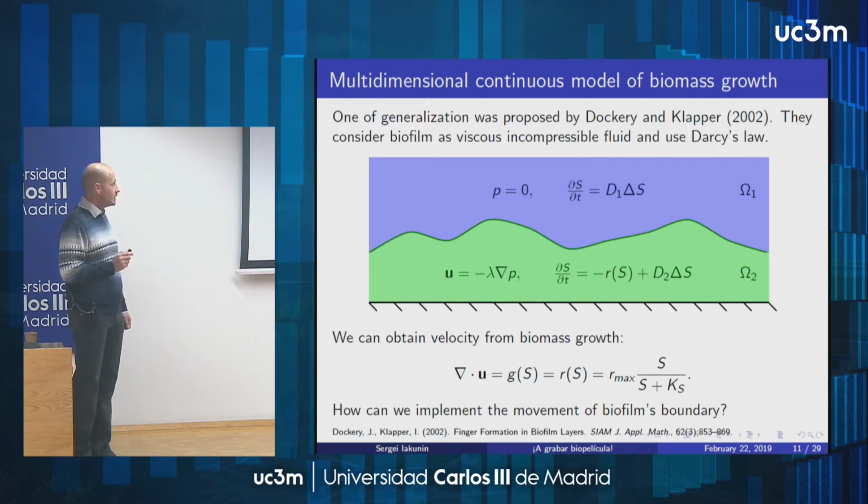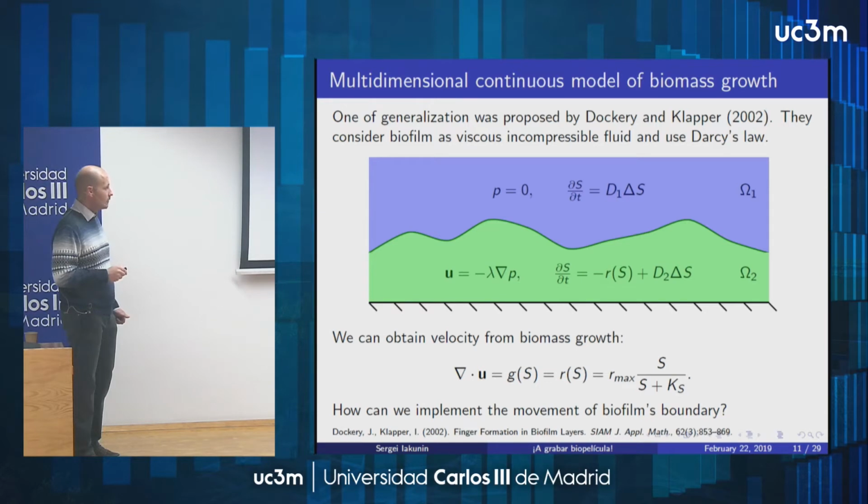A possible generalization was proposed by Dockery and Klapper, and it has a little bit different model. For production of extracellular matrix, we use Darcy's law, which is true for a viscous and compressible fluid. So we consider biomass as a viscous and compressible fluid. Inside the biofilm, the velocity is given by the gradient of pressure. It means that the production of extracellular matrix pushes cells and provides movement of the boundary.